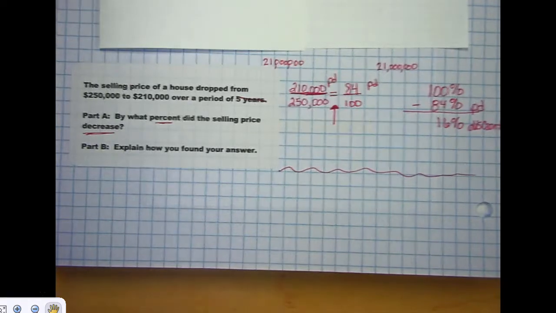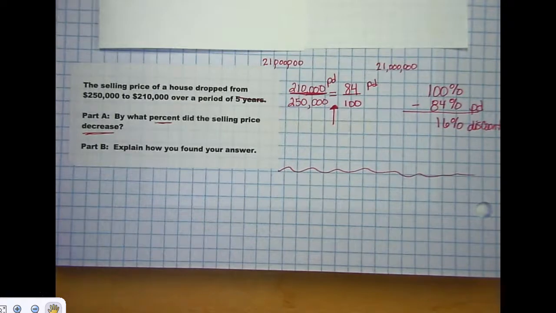How much money did I save if I bought it when it was on sale from $250,000 to $210,000? How much money did I save? Like, ooh, that saved me a bunch of money. How much is it? How much? $40,000. How did you figure that out?